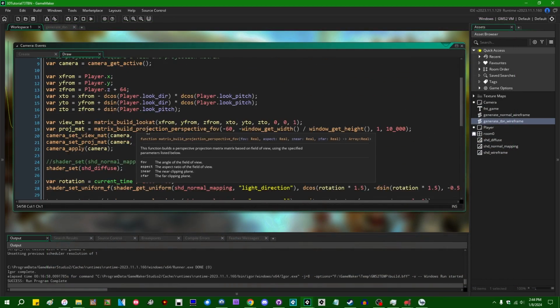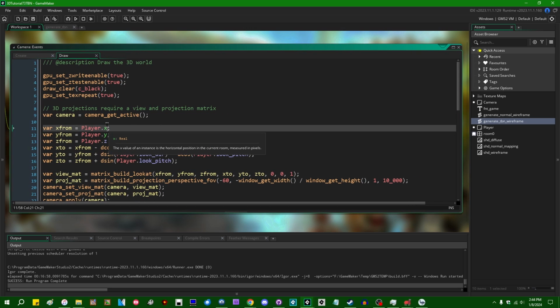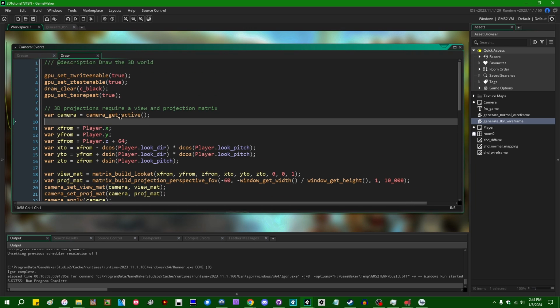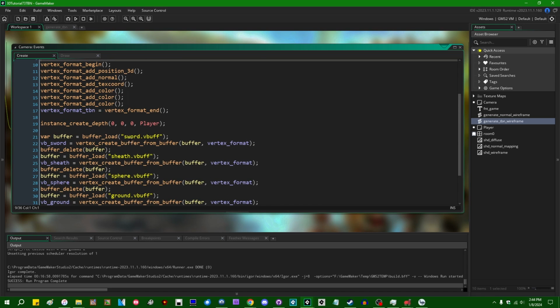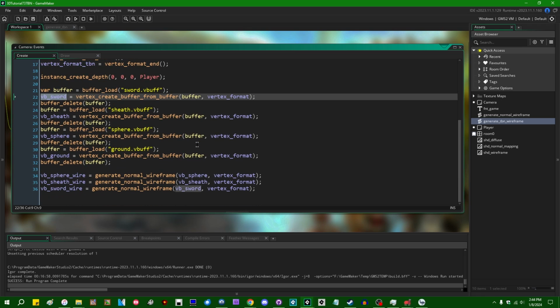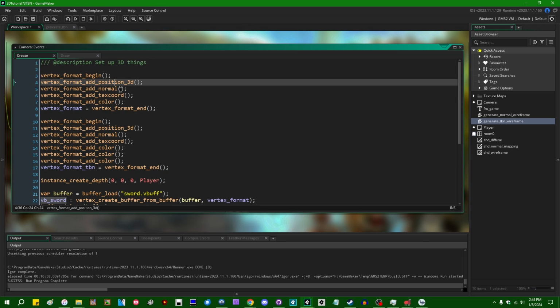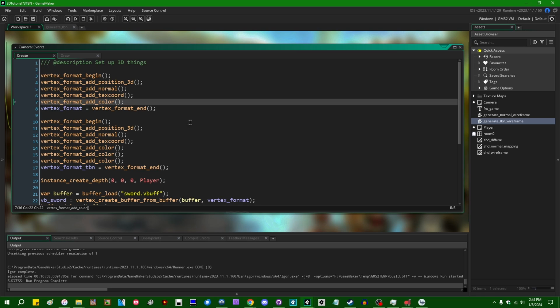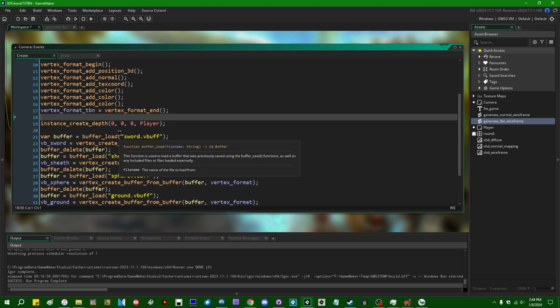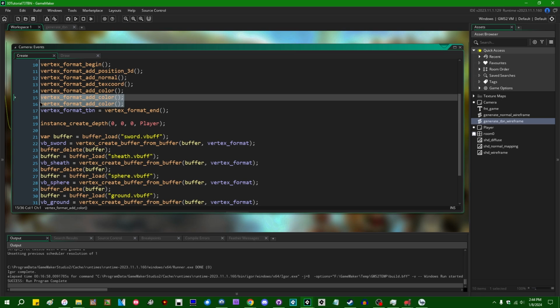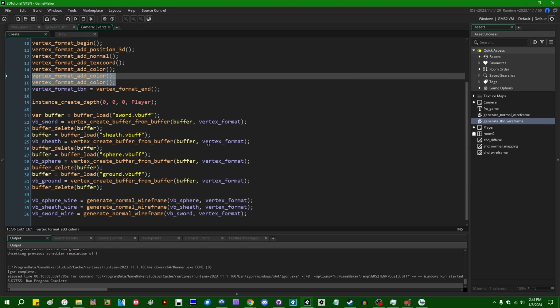Right, so I guess I should go through this test project a little bit. It's pretty similar to the test project that I had for the normal mapping video itself, but I am loading vertex buffers out of files which contain only 3D position, normal, texcoord, and color information. I am not loading them out of files already containing the tangent and bitangent information. That is, of course, what I will be calculating in this video today.